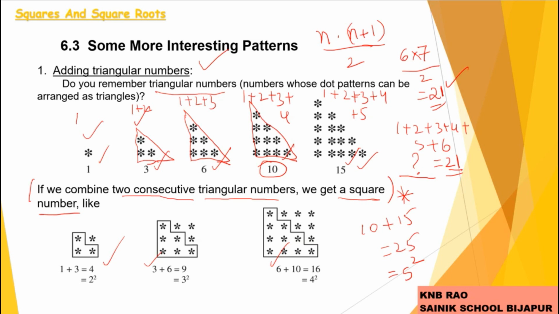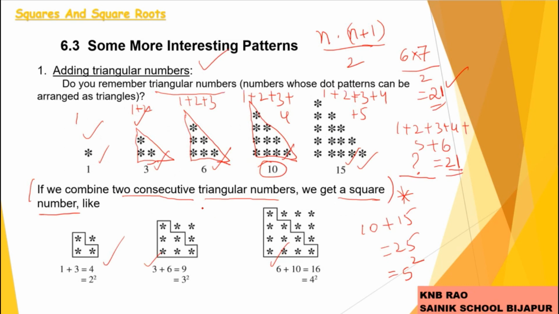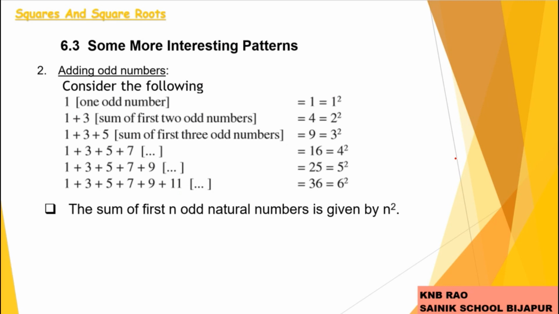The first interesting pattern that we have learned was adding triangular numbers, that is, the sum of any two consecutive triangular numbers is a perfect square. That is what we learnt. Next, today we will be learning the second interesting pattern, that is adding odd numbers.